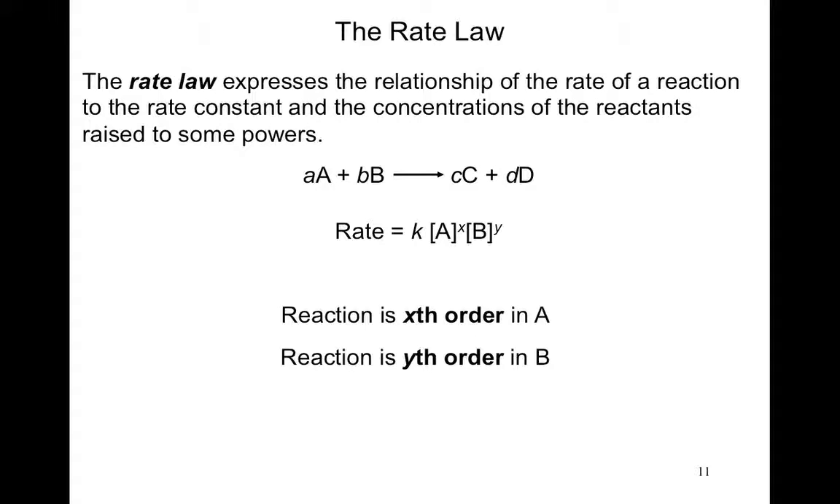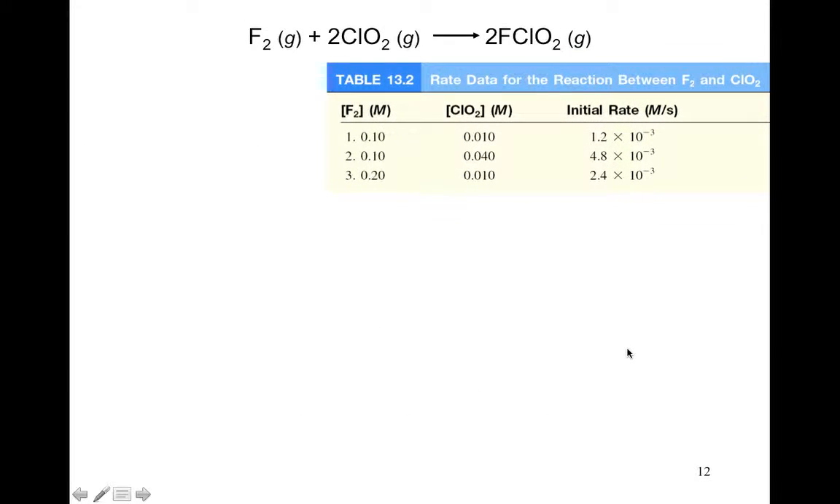Like so many things in chemistry, during the notes part, it doesn't really make a whole lot of sense. Once you do a couple problems, it sort of starts to work out. So if you want to find the overall order of the reaction, you add your x and your y together, and you get the overall order of the reaction. So let's look at one example of how you could do that.